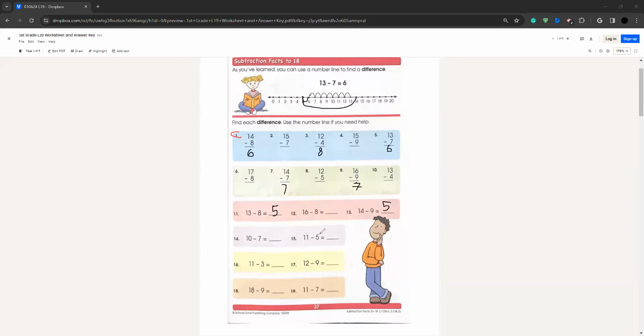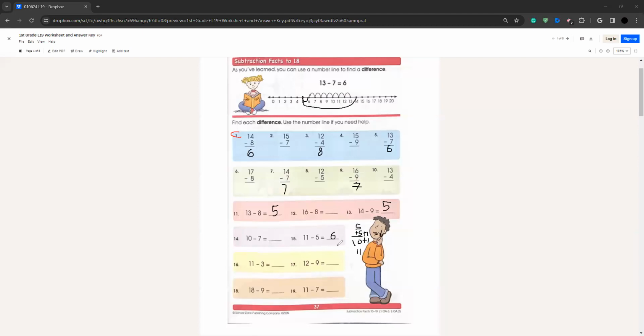Let's go down to number 15. 11 minus 5. We know that 10 is 5 plus 5. So if we do plus 1 again, because 6 is 5 plus 1. If we do 10 plus 1, we get 11. Yes? And so it's going to be 6. 5 plus 6 is 11, and 11 minus 5 is 6.